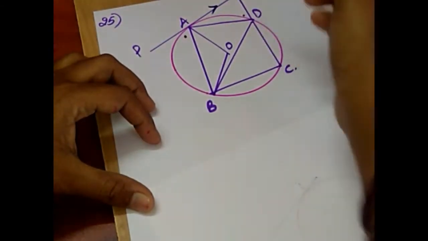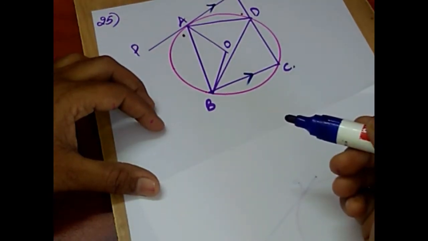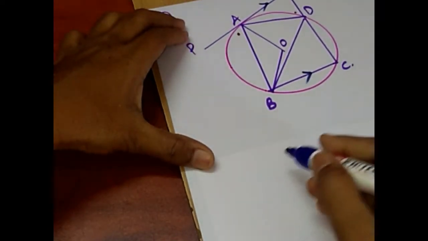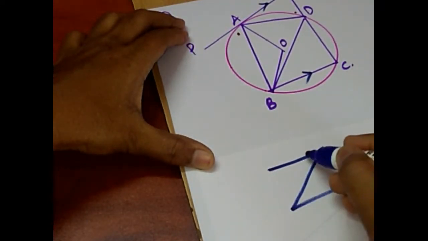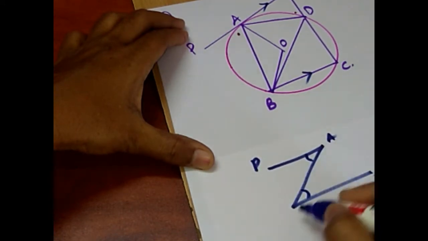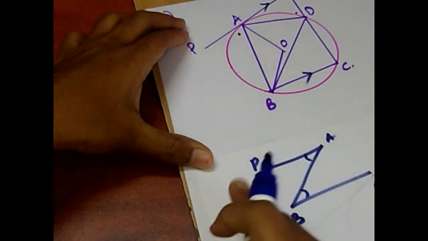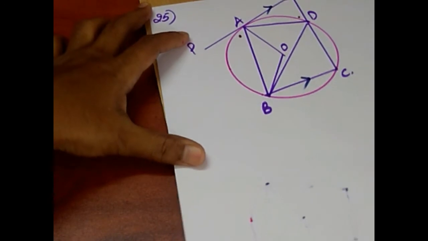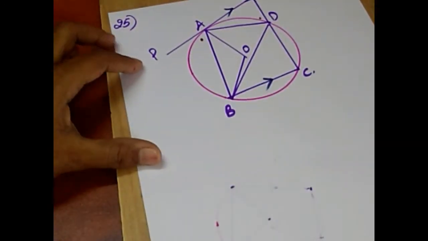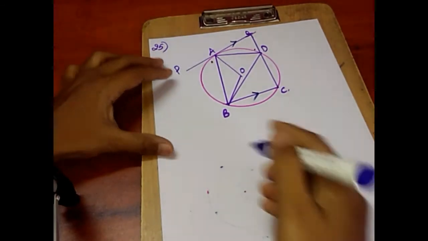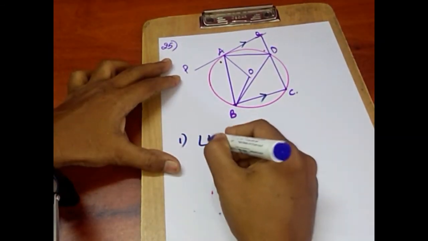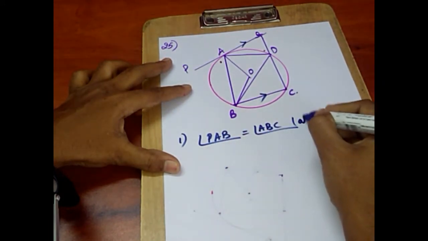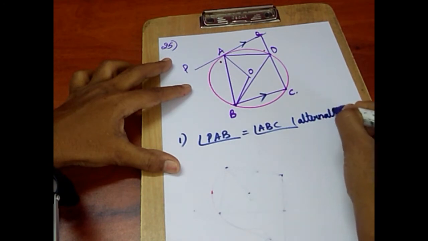It is said in the question that the line PQ is parallel to the line BC. As PQ is parallel to BC, I can say that angle PAB is equal to angle ABC. What is the reason? Alternate angles. Let us write the same. That is step number 1, proof part. Angle PAB is equal to angle ABC. Reason is alternate angles.